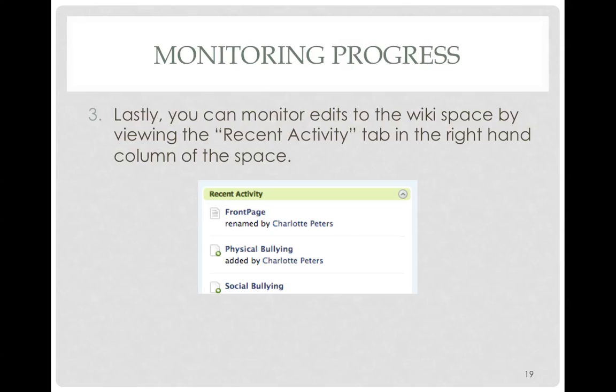Lastly, you can monitor student edits to the Wiki space as a whole by viewing the Recent Activity tab, which is located in the right-hand column of the Wiki space. This will show what basic information was edited by whom to the entire space. Does anyone have any further questions on how to monitor student progress?